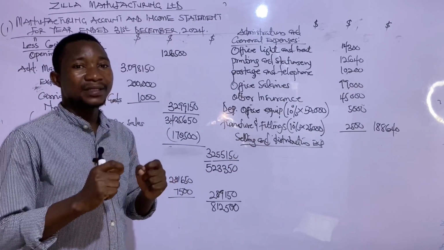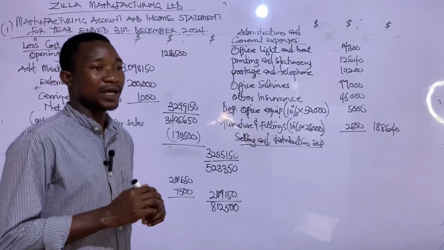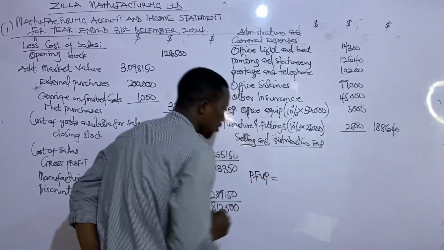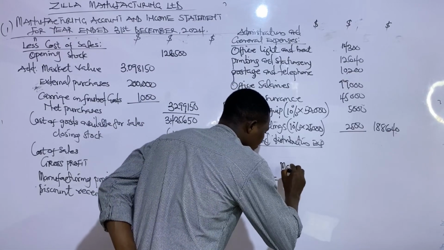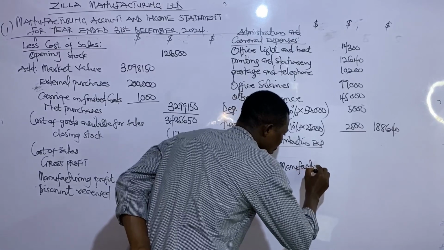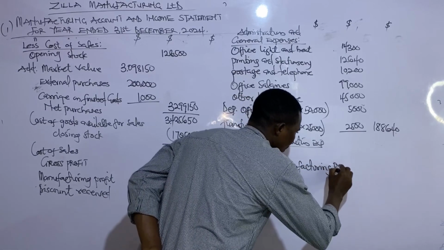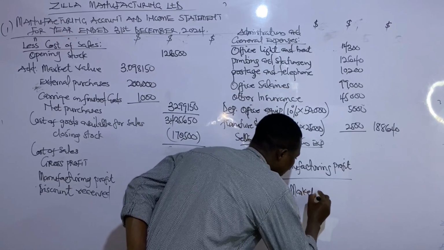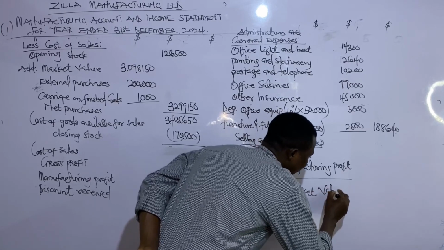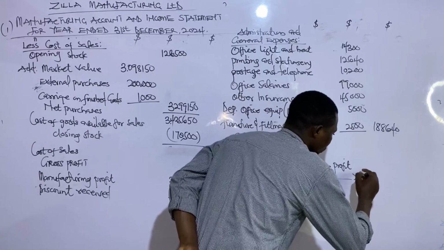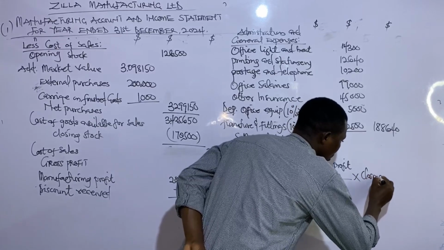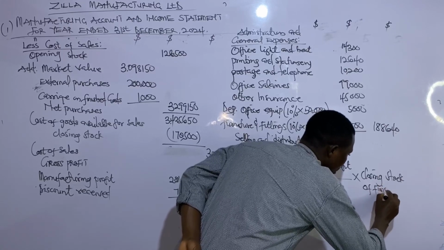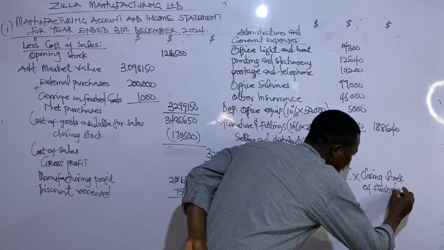Now, in order to determine the provision for unrealized profit, there is a formula for that. So let's work that out. Provision for unrealized profit. In summary, it is the manufacturing profit. This is the formula I'm giving you. The manufacturing profit over the market value or the selling price of the goods transferred. So the market value multiplied by the closing stock of what? Finished goods. Not closing stock of raw material, but finished goods.